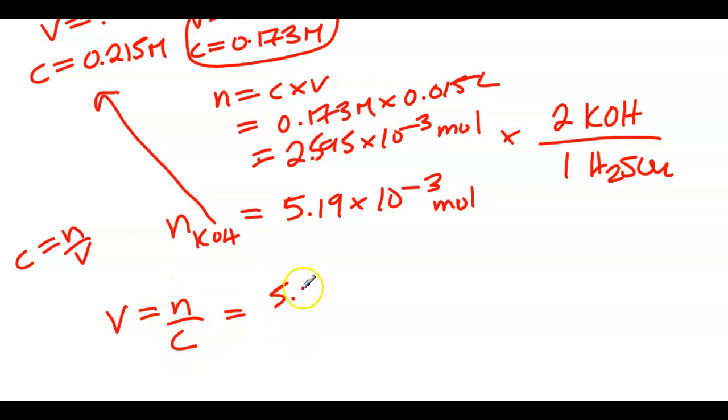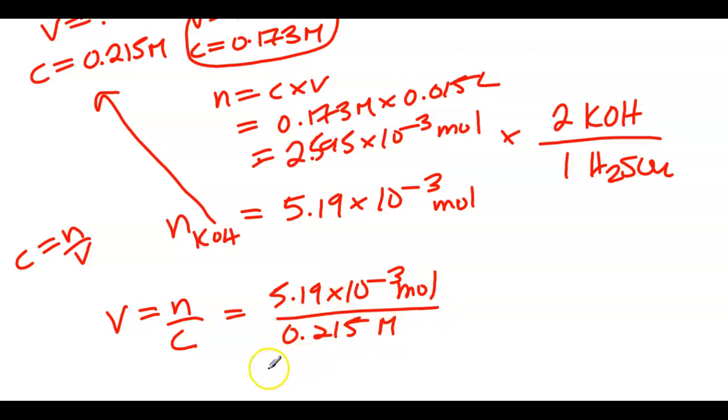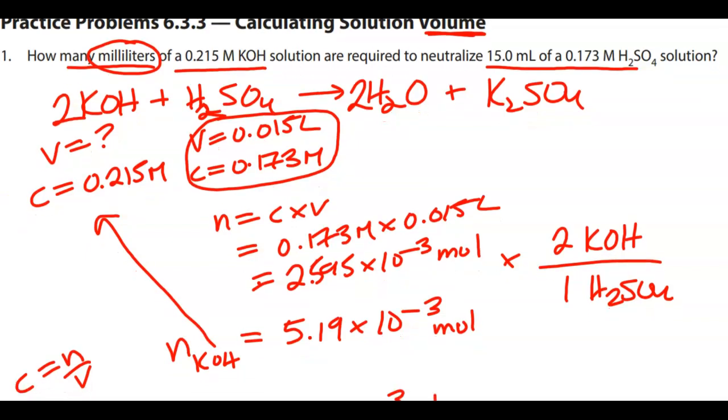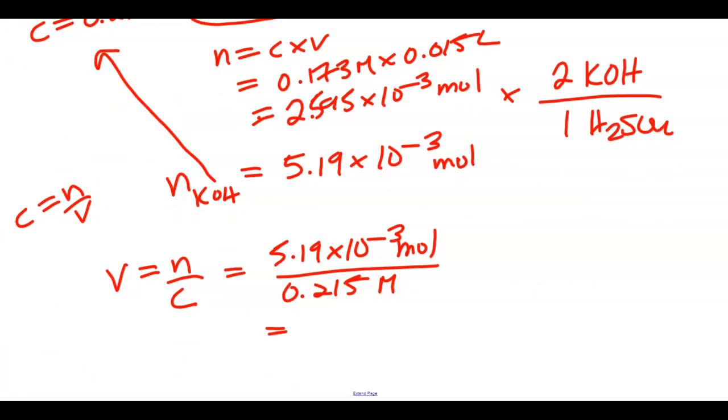Right, so it's going to be 5.19 times 10 to the negative 3 moles divided by our concentration, moles per liter. Also, for when you're finding volume, just an FYI, I know it asks specifically for milliliters. If it doesn't specify what unit to do your volume in, it doesn't matter to me if you do milliliters or liters, as long as your sig figs are correct. So we need 3 here. So this is going to be 24.1 milliliters, once we convert that over.